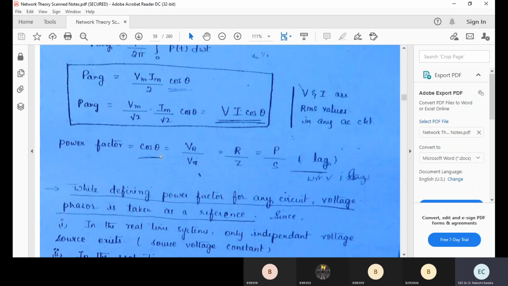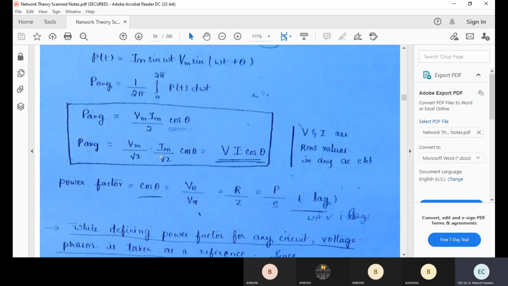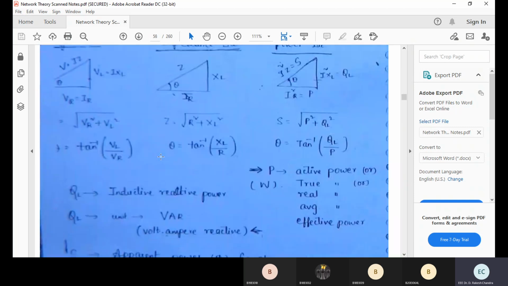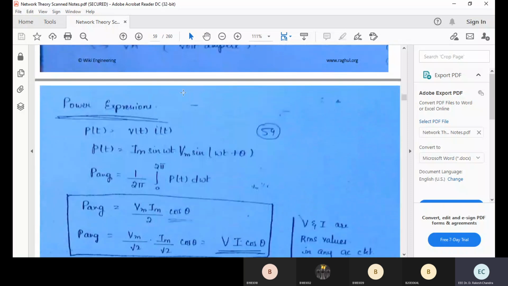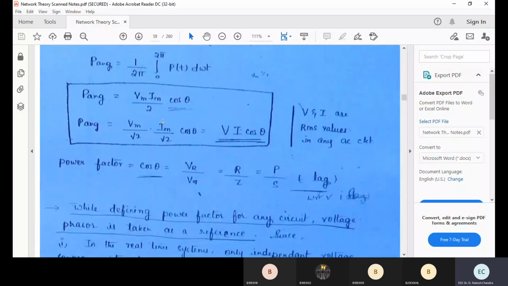So how will you obtain this cos theta? Just from the previous expression. Here you just see here. Your cos theta is equal to adjacent by hypotenuse. Your adjacent is nothing but VR, hypotenuse is nothing but Z. So R by Z, this is nothing but VR by V, which is equal to R by Z. From any of the triangles, you can obtain this expression, which is nothing but P by S, R by Z, and VR by V.